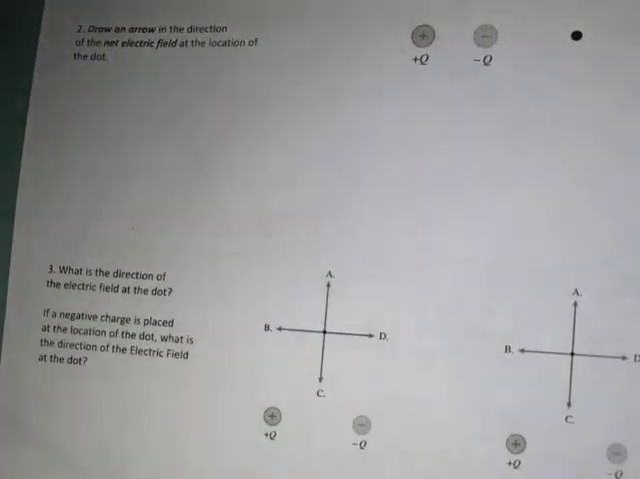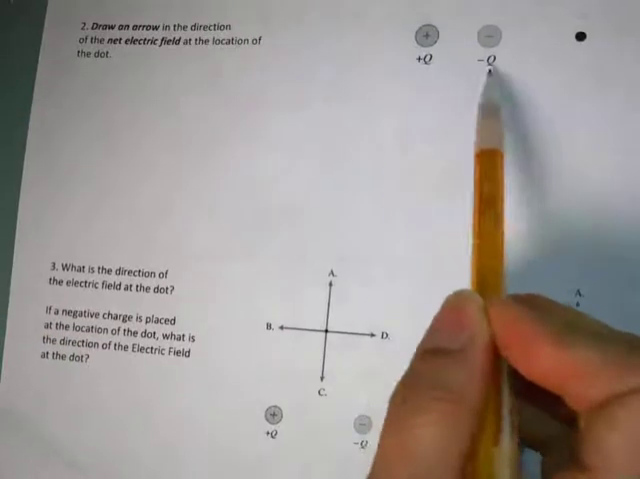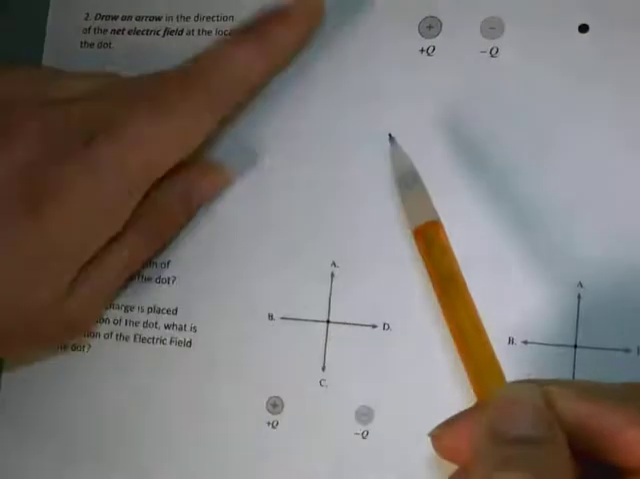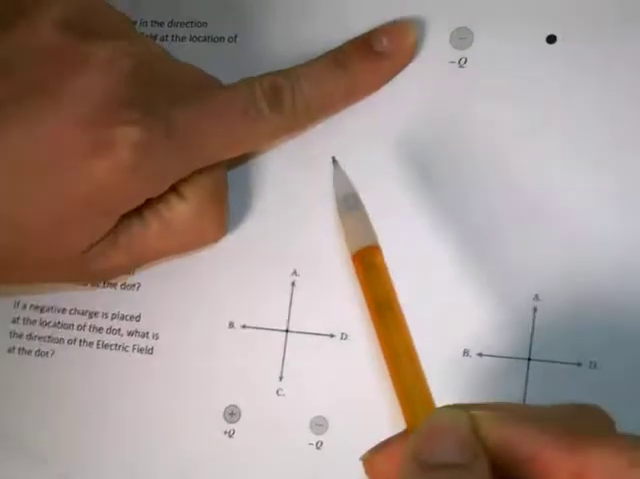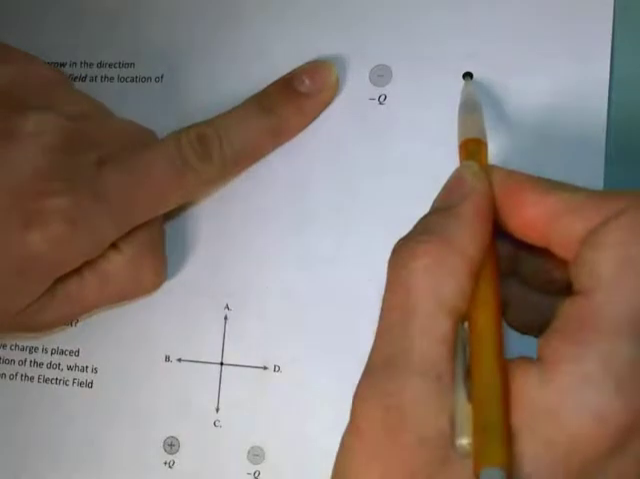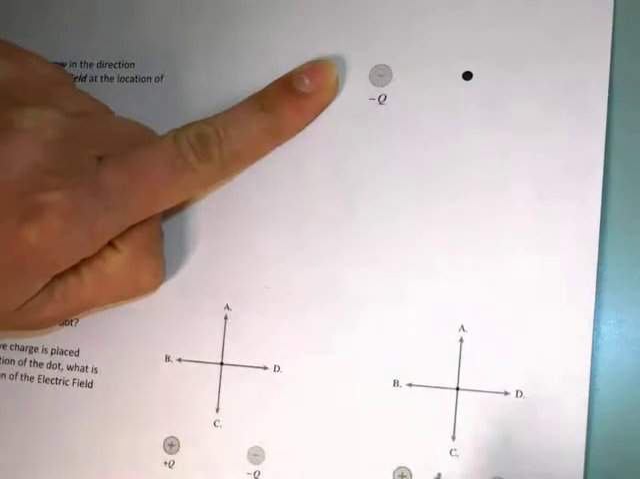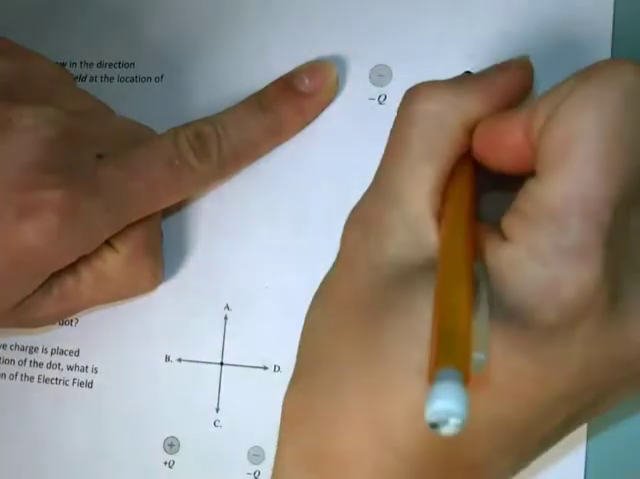So the next two questions are vector questions. They have drawing arrows in the direction of electric fields and electric forces. The way that I like to do this is to take one charge at a time. So in question 2, we have two source charges, a positive one and a negative one. Let's pretend like the positive one is not there and figure out what the electric field would be at this dot. We know that electric field points away from positive charges and toward negative charges.